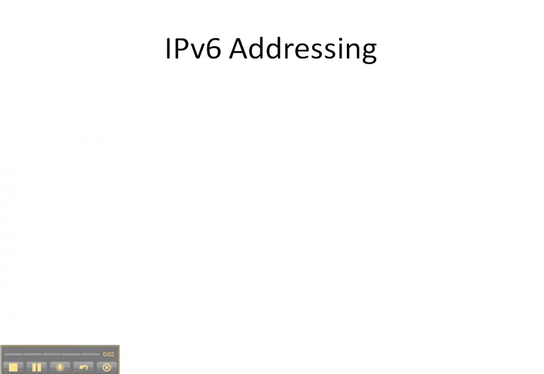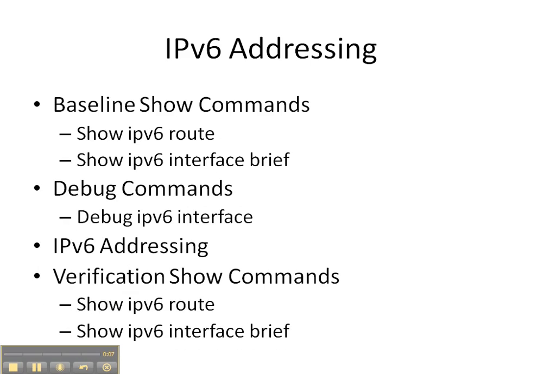In this video cheat sheet, we're going to be doing some IPv6 addressing on our network. We're going to start off with two baseline show commands, show IPv6 route and interface brief. And then we're going to enable a debug command, debug IPv6 interface, so we can see how things change and how the router reacts when we do some IPv6 addressing on some interfaces on our network.